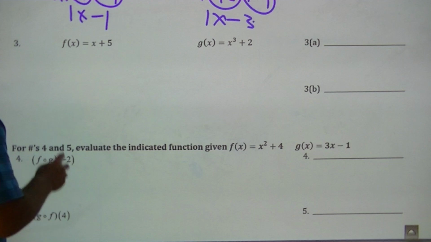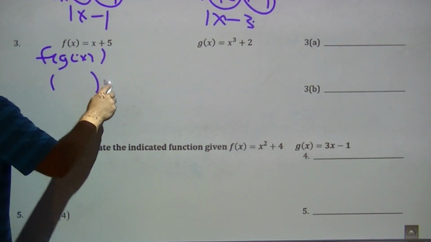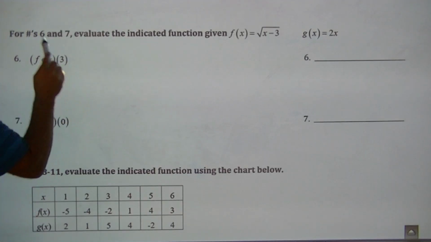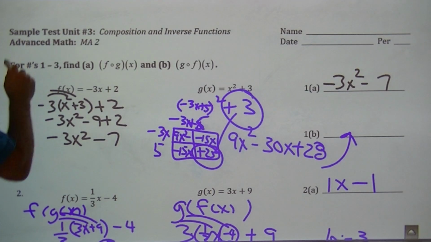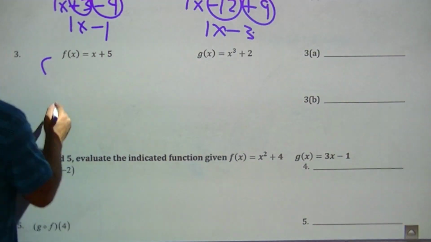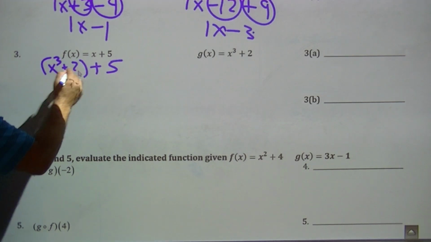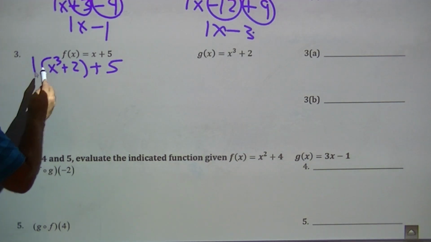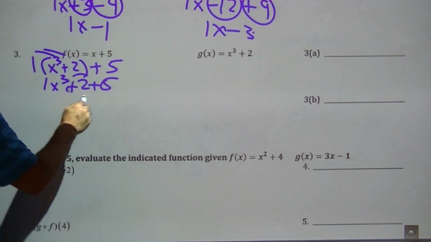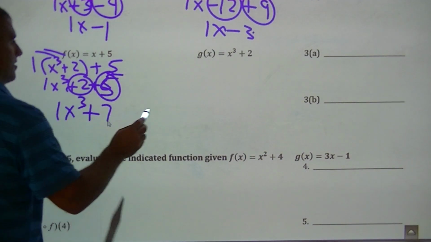Okay? So once again, this part's f of g of x. So I'm going to start with the f function. I'm going to put in the g function. Okay, now all I can do, there's a 1 here. So if I distributed that, that'd be 1x cubed plus 2 plus 5. These combine here. So that would be 1x cubed plus 7.